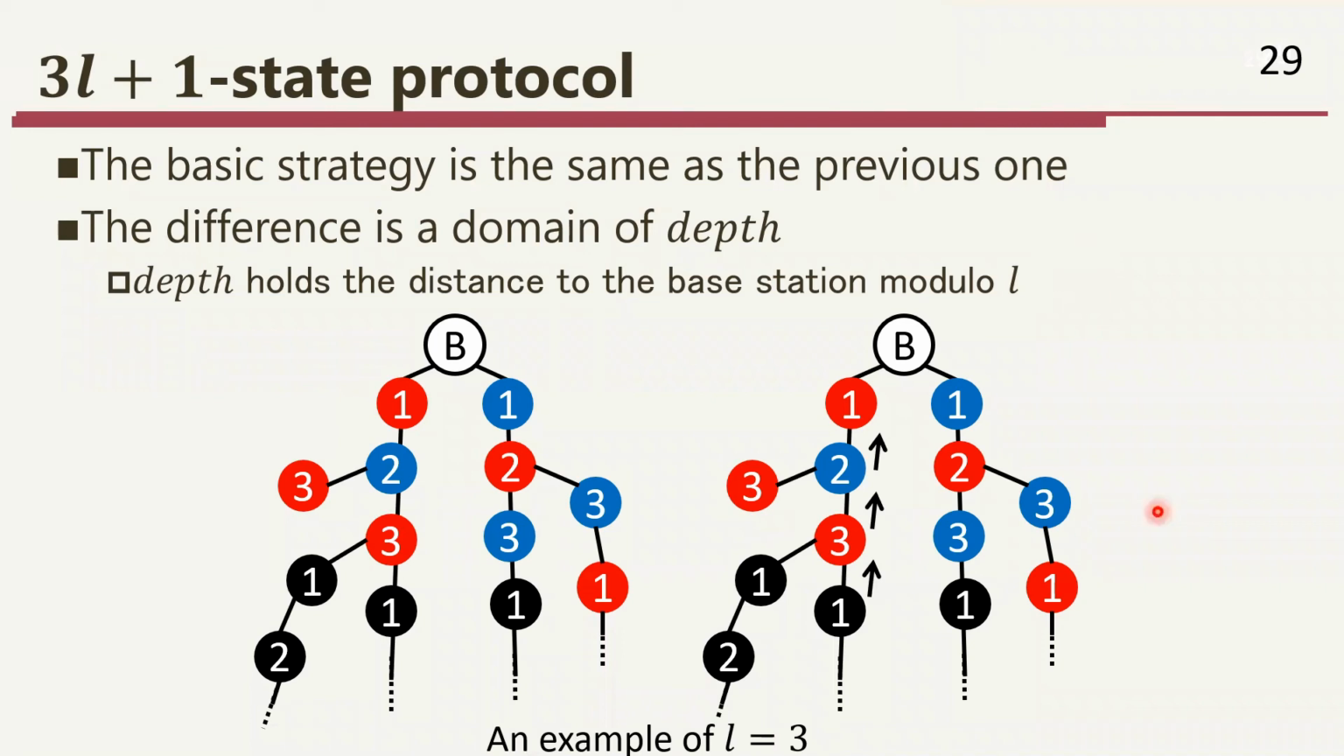This is an example of L equals 3. In the protocol, depth is assigned 1, 2, 3, 1, 2, 3 like this. And then black states are carried in the direction of the base station, 1, 2, 3, 3, 2, 2, 2, 2, 1. And the base station assigns the color to the agent.